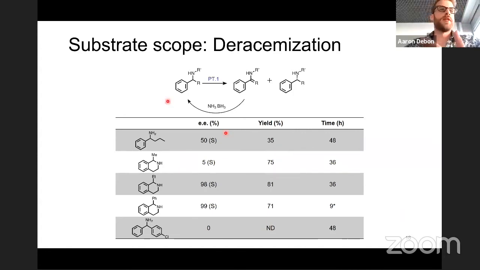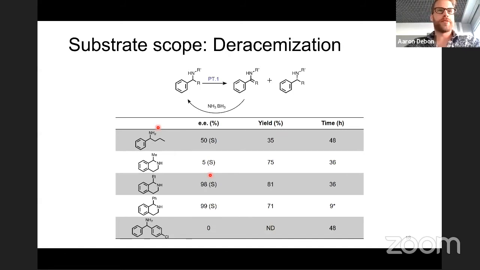And we can see, as we've observed for this one, we have a selectivity switch for the R enantiomer, but it's fairly unselective. We only have 50% EE here, whereas for the methyl one, where we saw no increase in activity from the wild type to PT1, we have a completely unselective reaction here. Probably the reaction is not really taking place.